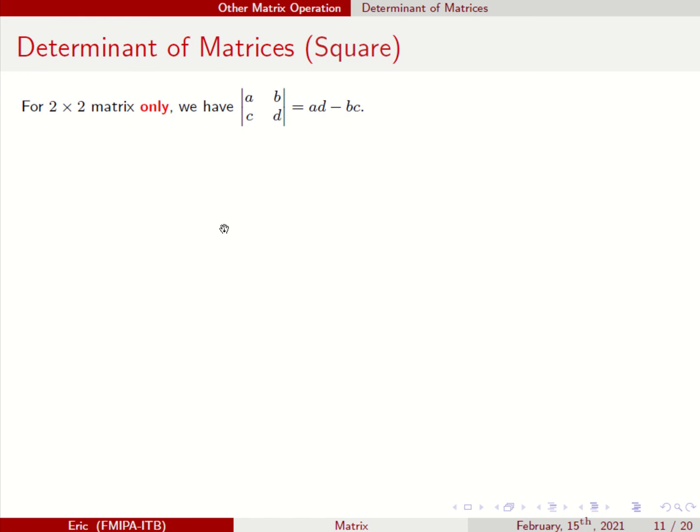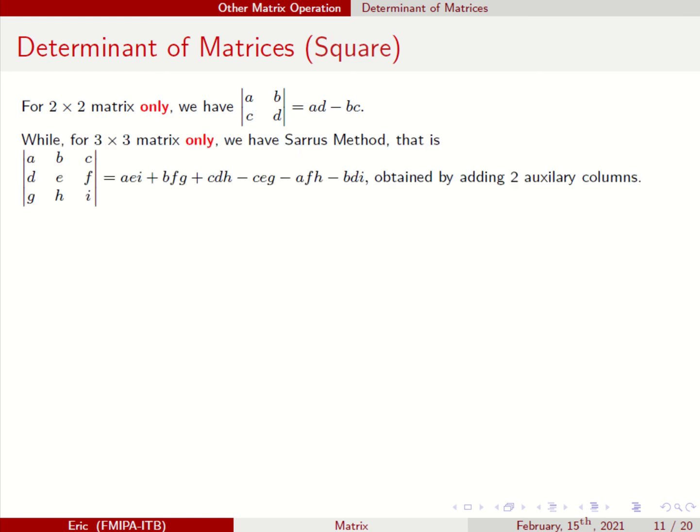Then we would like to proceed with the determinant of matrices. When we are talking about the determinant, we are talking about the determinant of a square matrix. What do we mean by a square matrix? A square matrix has the number of rows the same as the number of columns. For a 2 times 2 matrix only, we have just the diagonal minus the anti-diagonal. That is A times D minus B times C. But it only works for 2 times 2 matrices.